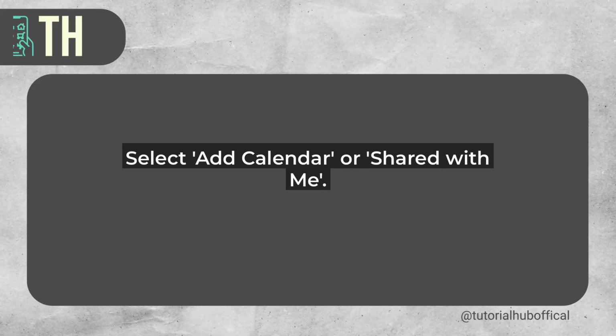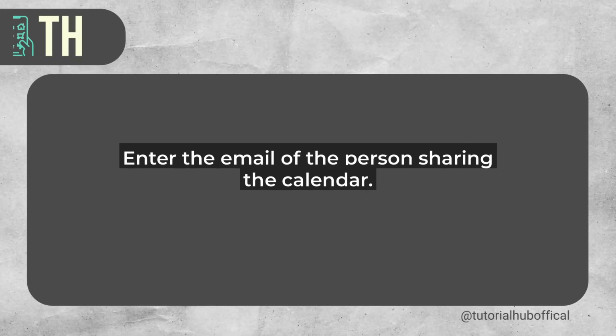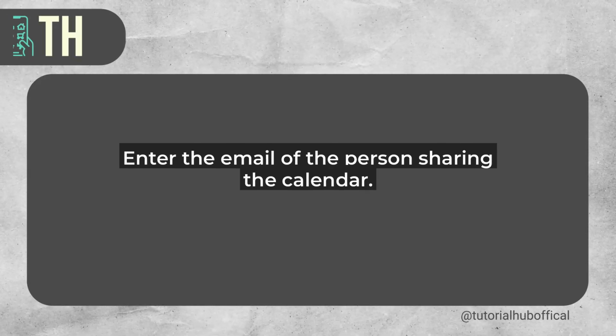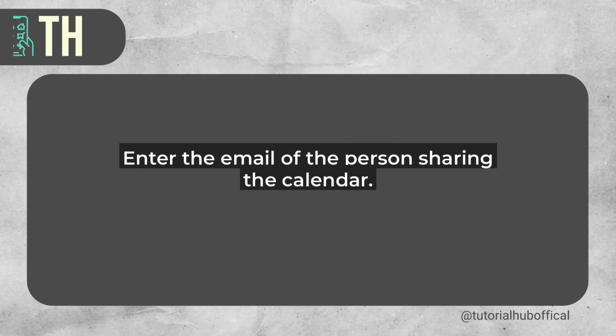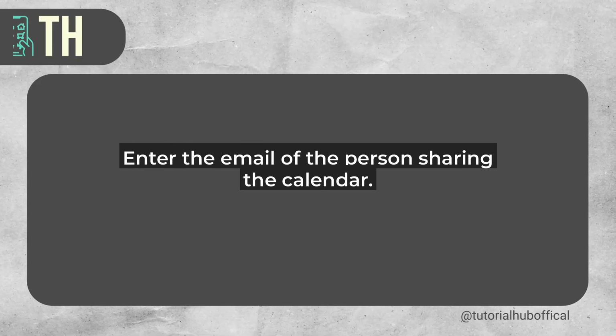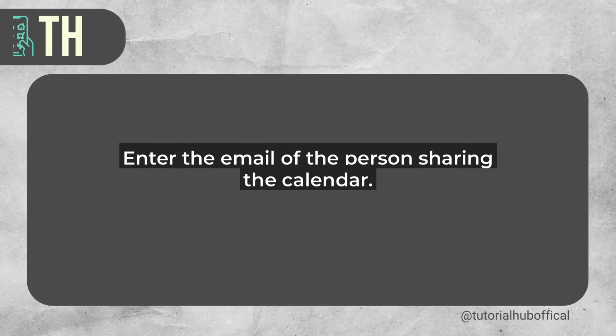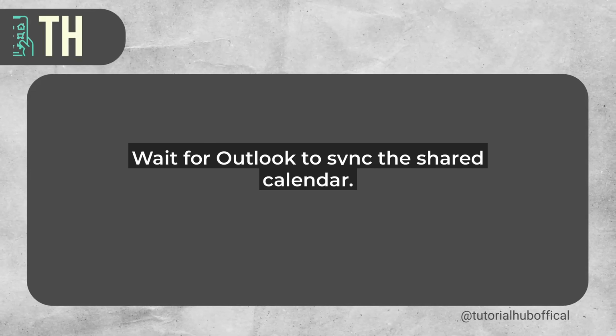Click on it, and you'll see an option that says Add Calendar or Shared with Me. Select that, and Outlook will prompt you to enter the email address or details of the person who's sharing the calendar with you. If you're on a Microsoft 365 account, this might auto-populate if permissions are already set. Once you've entered the details, hit Add or OK.